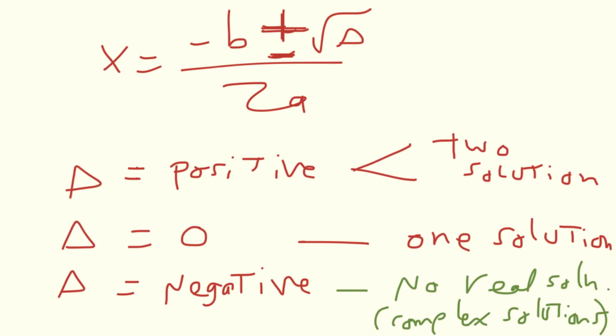So that's about the delta, the discriminant. Delta is called the discriminant. My handwriting is not very good, is it? So anyway, this discriminant will tell you how many solutions we have. It's either two solutions or one solution or complex solutions.